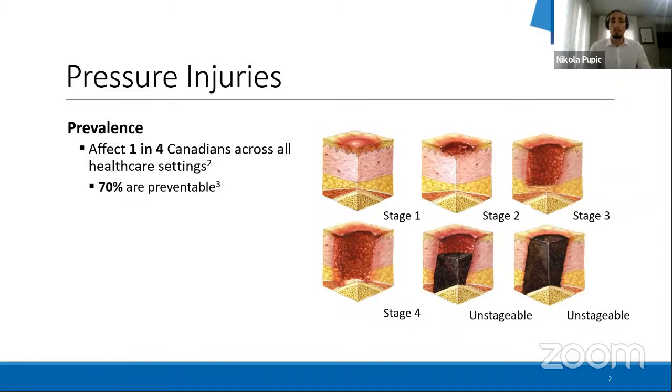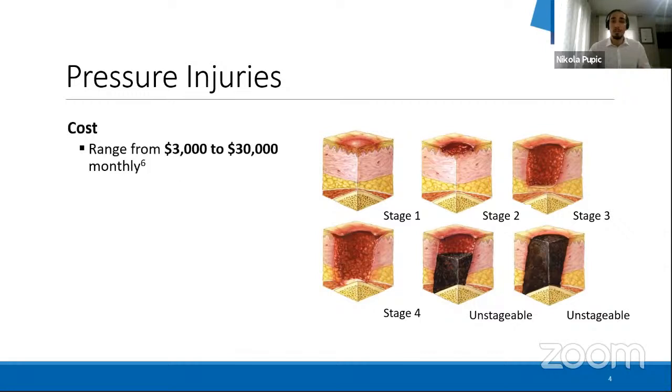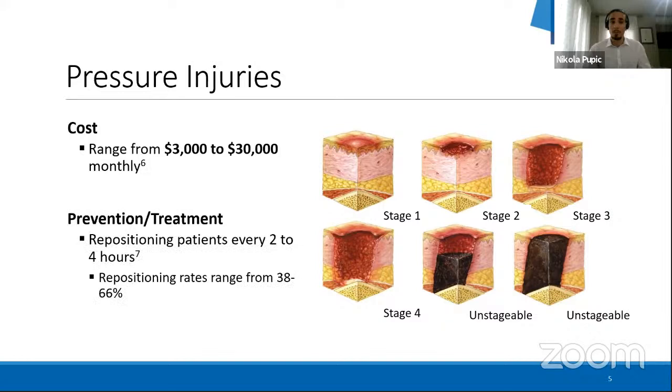Despite many pressure injuries being preventable, a 2004 Canadian study showed that 1 in 4 patients will suffer from pressure injuries. Pressure injuries are also very slow healing, which makes them very burdensome for the patients and expensive to treat. Currently, the best practice for preventing and treating pressure injuries is to reposition patients every 2 to 4 hours. However, repositioning rates in clinical settings have been shown to be low, ranging from 38 to 66%.